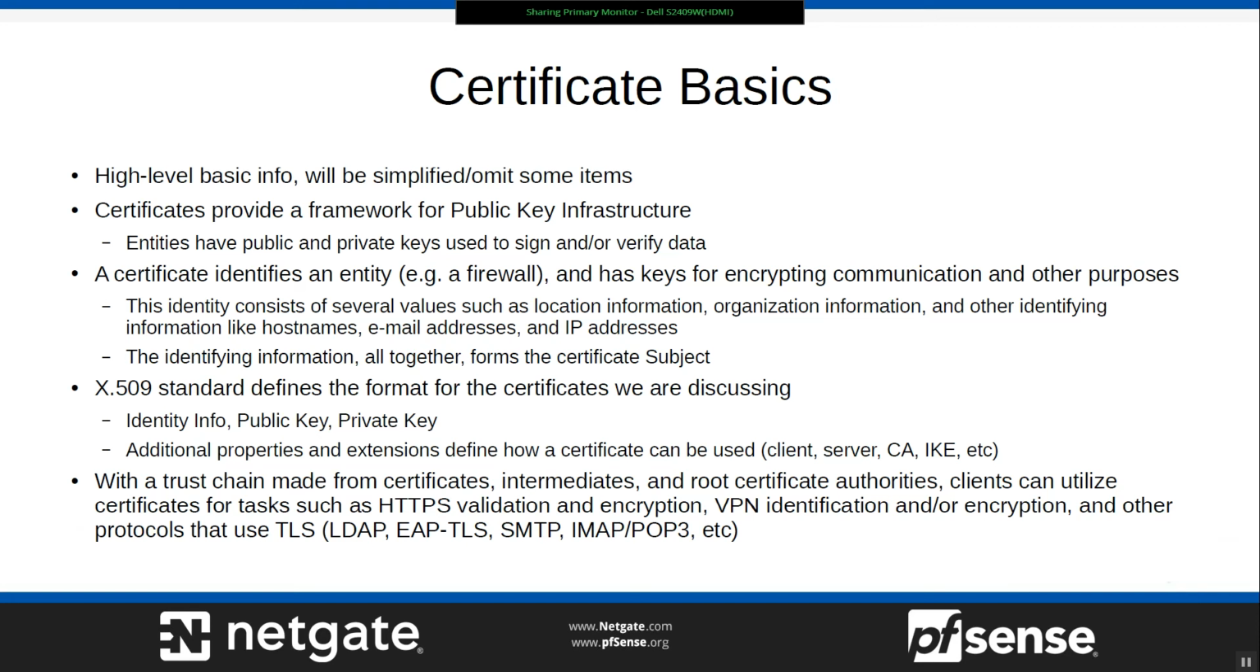So the identity consists of several values. You have your location information, your city, your state, country, that kind of thing. Organization information like your company name, maybe even a department name, and it doesn't get down to a street address or anything typically. You have some other identifying information like host names, email addresses, and IP addresses. You don't necessarily have to have IP addresses or email addresses on there. Most people just stick to host names or usernames. Altogether that identifying information forms a certificate subject, and you'll see a subject string in the GUI and other places.